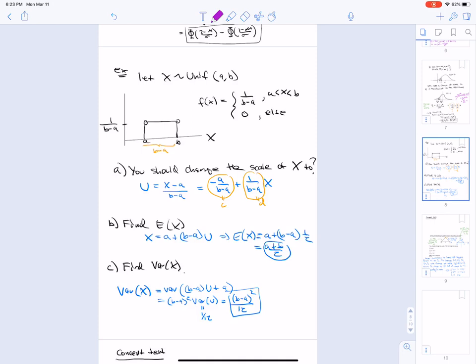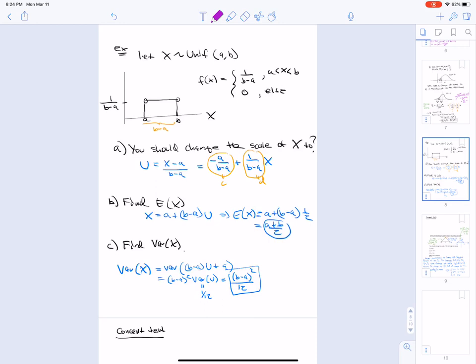The expectation is easy to find, and you then get, because you're using the fact that the expectation of u is a half, and the variance is easy to find because we know the variance of u is 1/12 from earlier. So you can easily find formulas for expectation of x and variance of x.